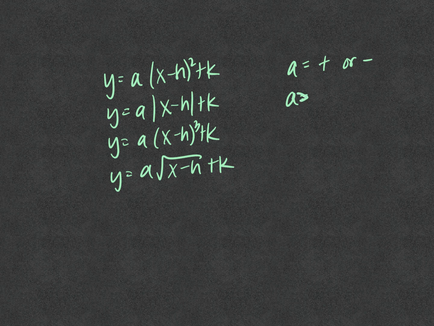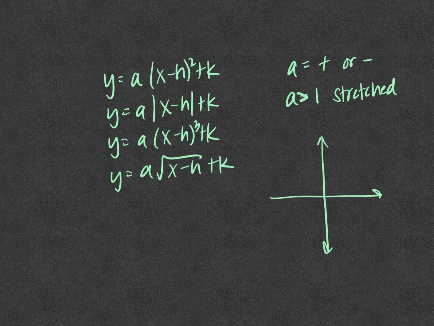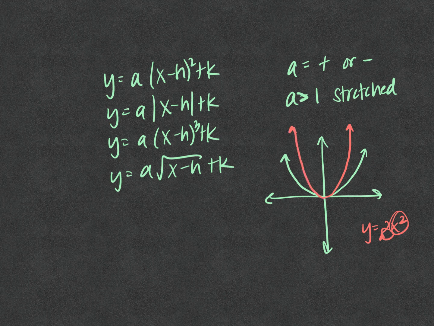If a is greater than 1, then this, I like to call it skinny. We're going to say stretched. Stretched is the correct mathematical word. And what happens is it makes it skinny. So if you have y equals x squared, your nice pretty parabola that we talk about all the time, and you put the number 2 in front of it, y equals 2x squared, then that means you take all of your y values for x squared and multiply them by 2. So it stretches it up, it pulls it up into a skinny value. So if a is greater than 1, then this value is stretched.